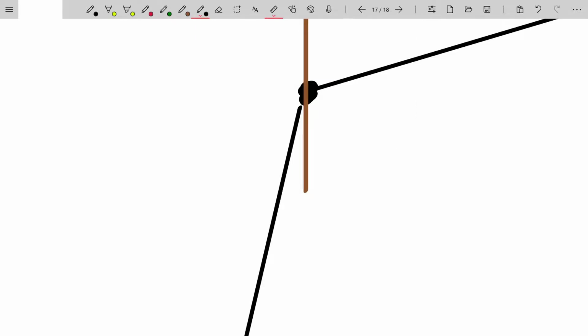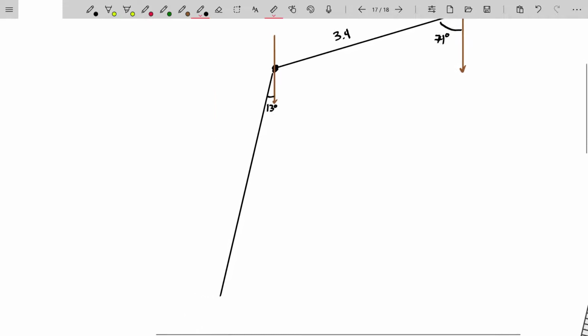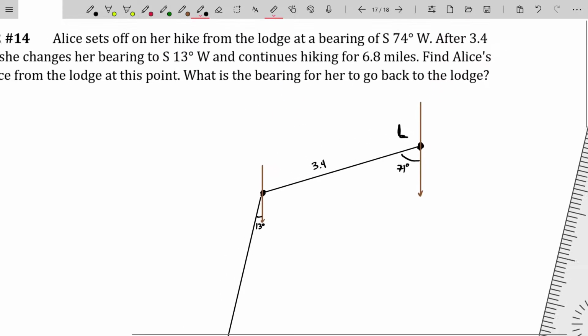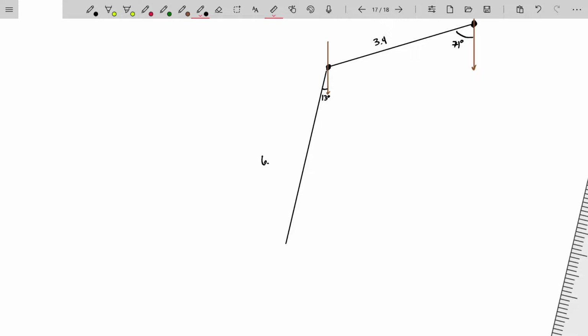So she faces south here. Let me draw that in. She turns through an angle of 13 degrees to the west. This is 13 degrees right here, just like she faced south and turned 74 degrees west before. And then she hikes for 6.8 miles, so I'll put 6.8 on this edge.